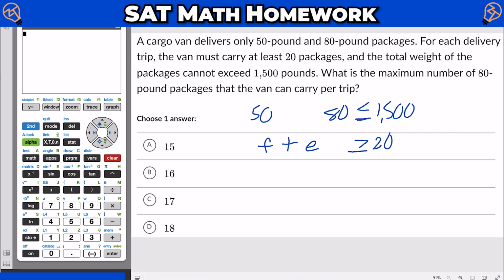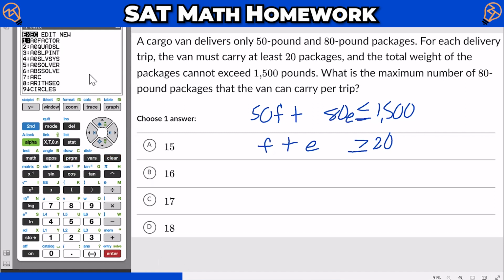Well, if they have F 50-pound packages and each one weighs 50 pounds, and E 80-pound packages and each one weighs 80 pounds, we have our system of inequalities here. Now, even though it's a system of inequalities, we could use our solve systems program to be able to solve it as if it were with an equal sign instead of inequality symbols. So let's check out what we get here. We'll go to solve systems, which is program number 4. We'll type in these coefficients, and this gives us what it would be if it were exact.